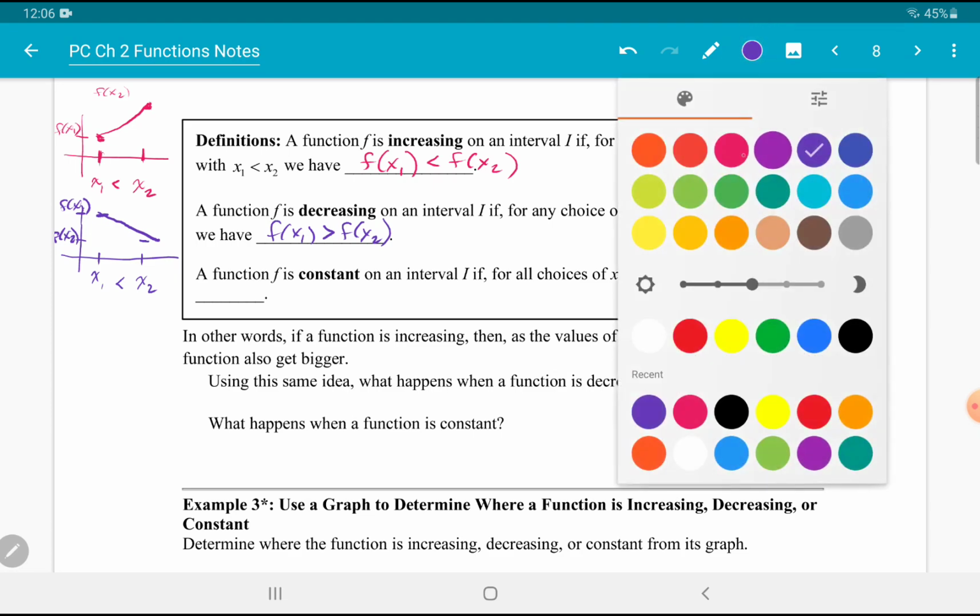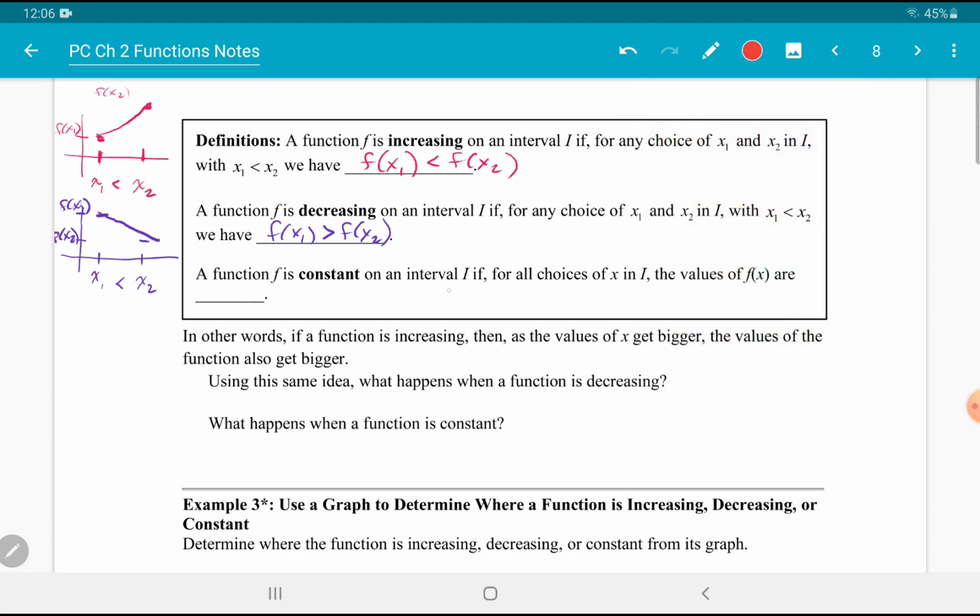A function is constant if within the interval I you have, again, two x values. Let's call it x1 and x2. However, for this case, the values of f of x are actually going to be the same. f of x1 equals f of x2. Kind of showing you a zero slope, right? They have the same f of x values. They're equal. That's when you know you have a constant. The graph is constant on that interval.